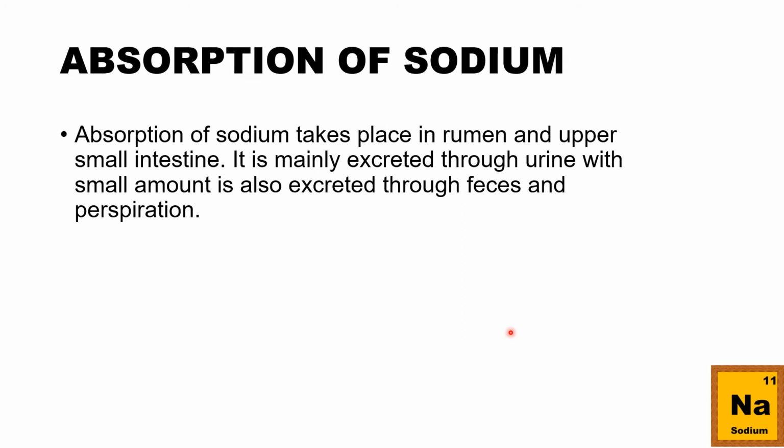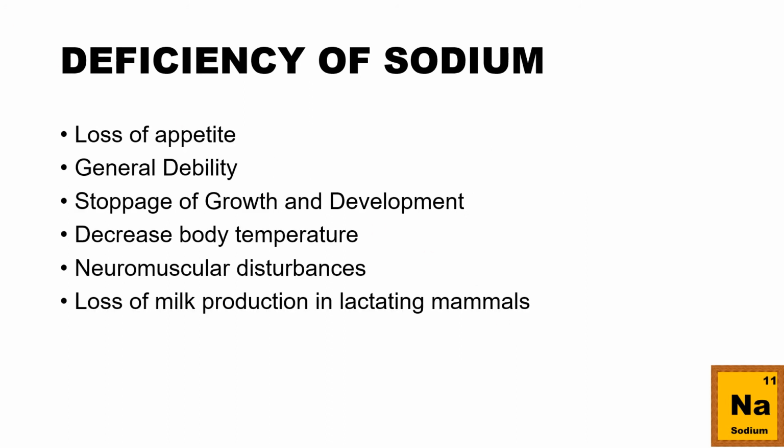So, for the absorption of sodium, it takes place in the rumen and upper small intestine. It is mainly excreted through urine, with a small amount also excreted through feces and perspiration. So, that is the reason why our sweat is somewhat salty. This is because of this sodium which can be excreted through sweat and also feces, but a large amount of it is excreted through urine.